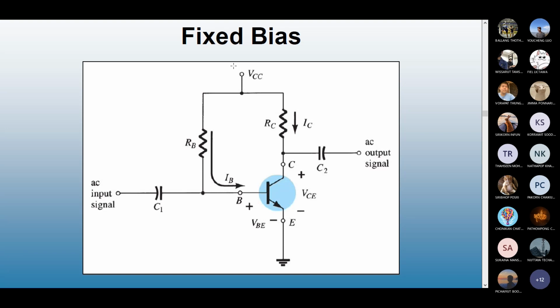What is happening? VCC is the DC bias, the DC source. It is connected with the resistor RB. Why RB? Because this resistor connects with the base terminal. That's why we call it the base resistor RB. And then from VCC on the other side, you connect with the collector terminal C, and this resistor we call the collector resistor RC. For the emitter, we put it directly on the ground. In fixed bias, the emitter has no resistor.